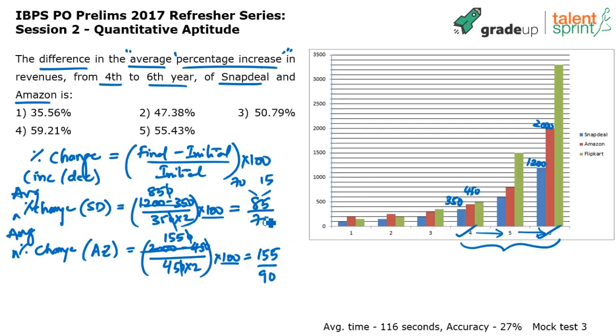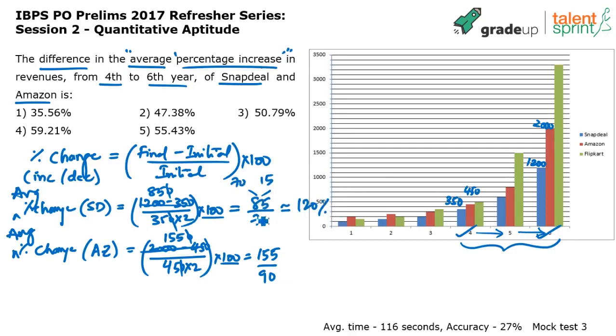So 70 by 70 is like 1, right? 70 by 70 is 1. So it's like 100 percentage. And 15 by 70 is like approximately 20 percentage. See, 10 percentage for 70 is 7. If 10 percentage is 7, 20 percentage will be 14, which is close to 15, right? So I think this is approximately 120 percentage. A little more than 120 percentage, slightly more than 120 percentage.